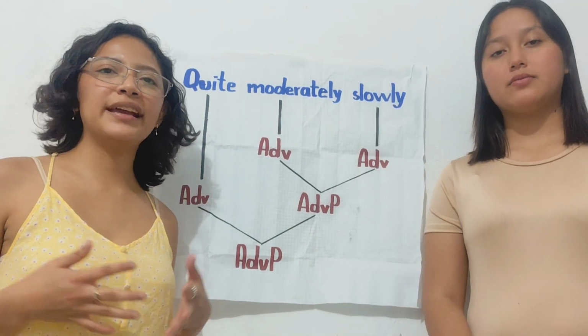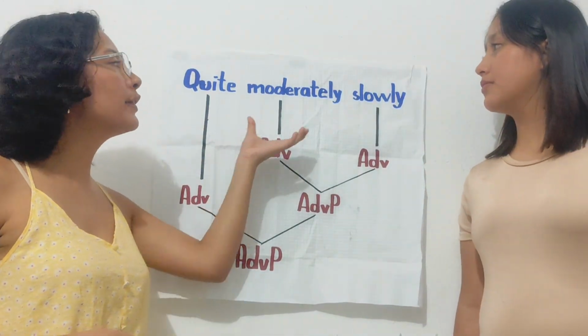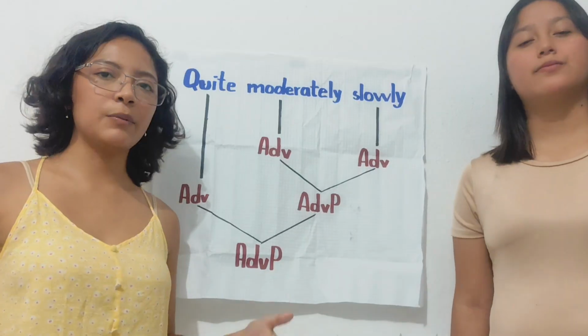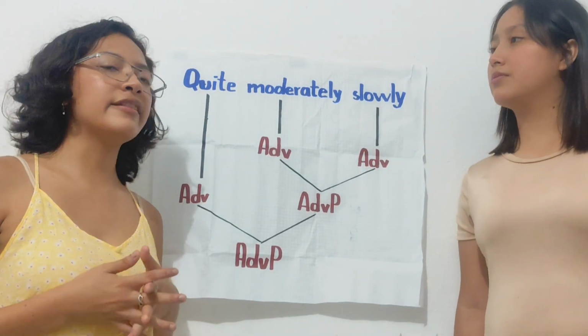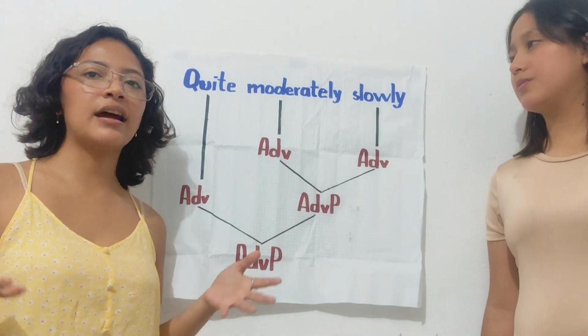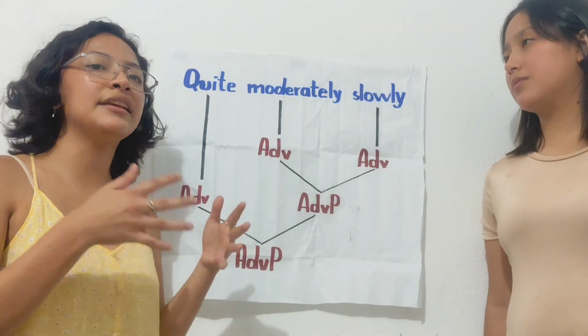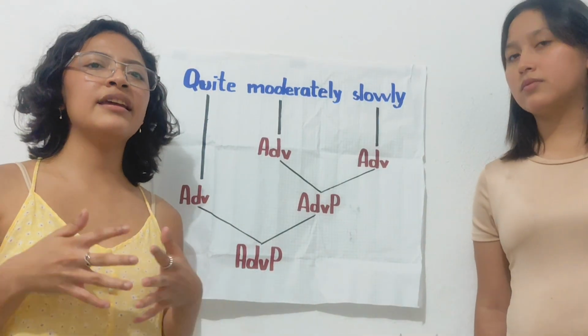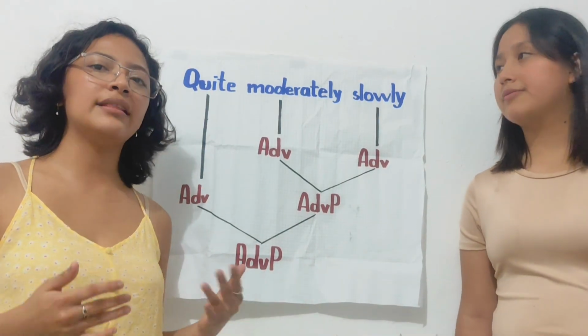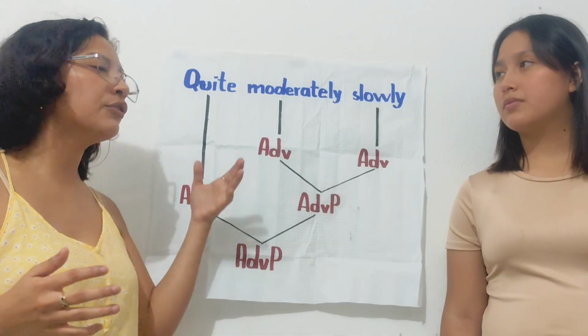Today we are going to explain the syntax tree of the phrase "quite moderately slowly." Let's start with a simple question. What is syntax? Syntax is the study of how sentences are formed and how words are ordered in them. In other words, it explains the structure behind language and how different elements connect to each other.